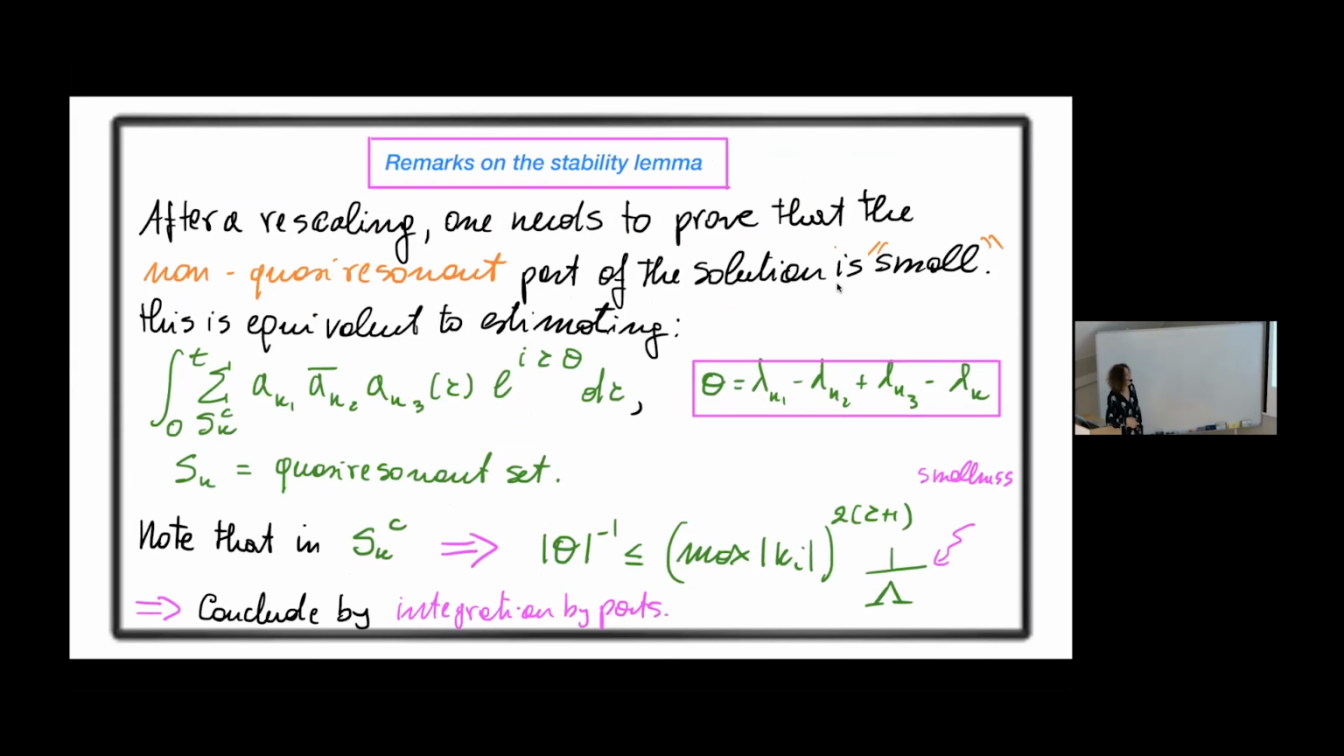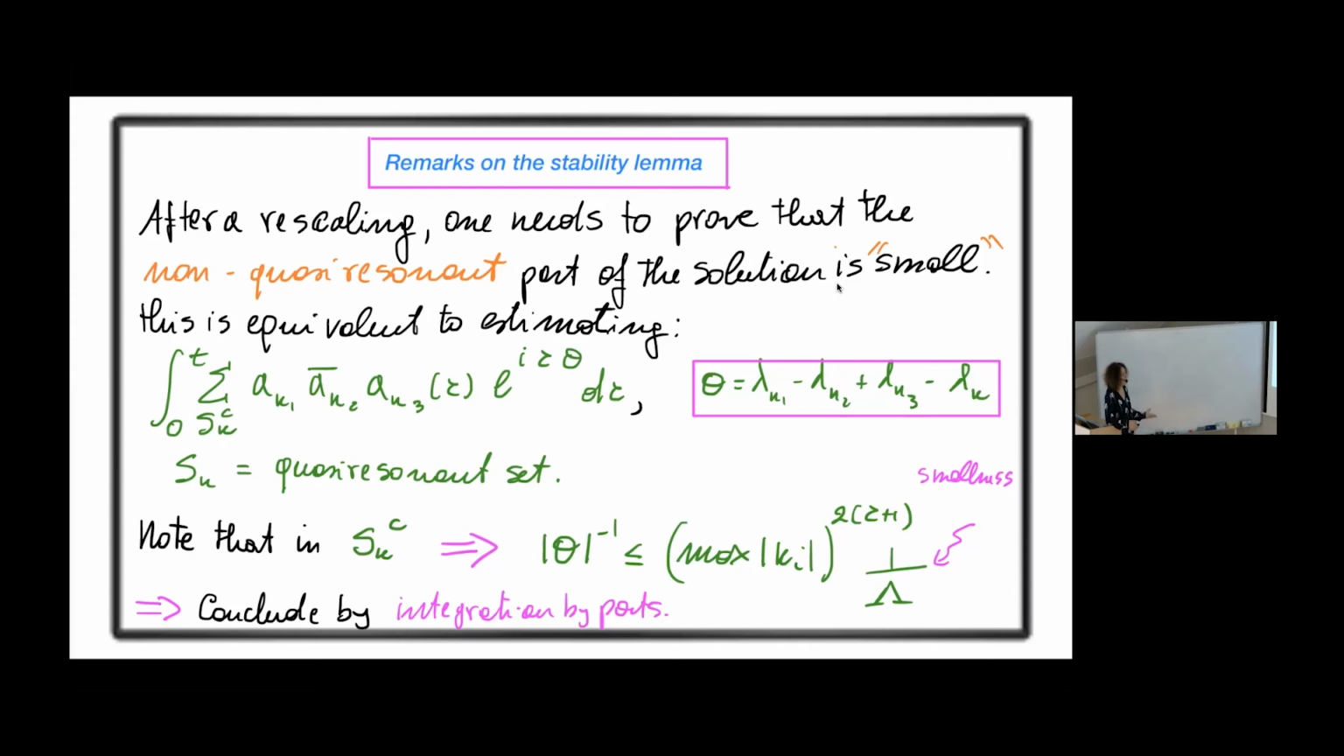Now, as I mentioned, all this is good for the quasi-resonant set, but how do you go back to the original one? In this stability lemma, what you need to estimate is the part of the solution which is non-quasi-resonant. In particular, you want to show that it's small, because otherwise this would not be an approximation of my original problem. If you look at the total solution of the original system, as I wrote before, there is the quasi-resonant part, which we already dealt with, and then there is this other part where theta is now non-zero. In particular, theta to the minus one is bounded by that. Remember, theta was bigger than lambda over this quantity, tau plus 1, so theta to the minus 1 is less than this. Here you note that I'm summing on the complement of the quasi-resonant part. This is what I want to make small.